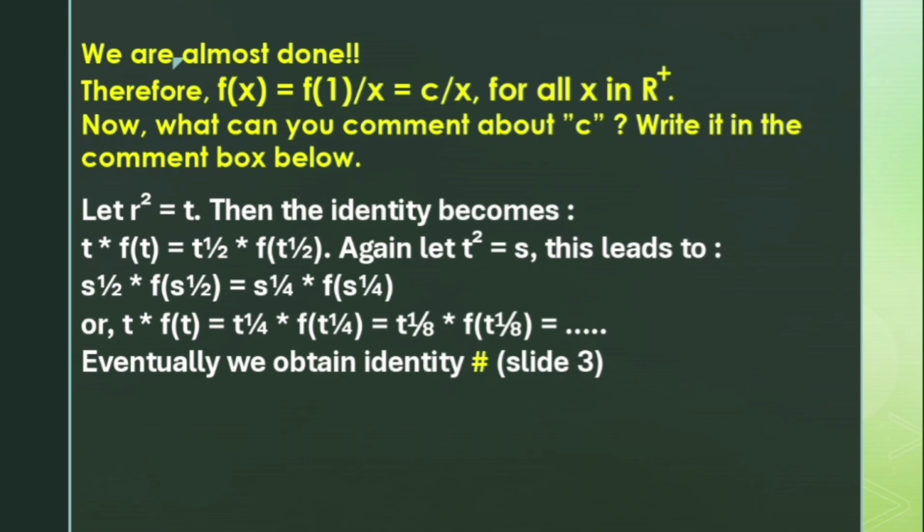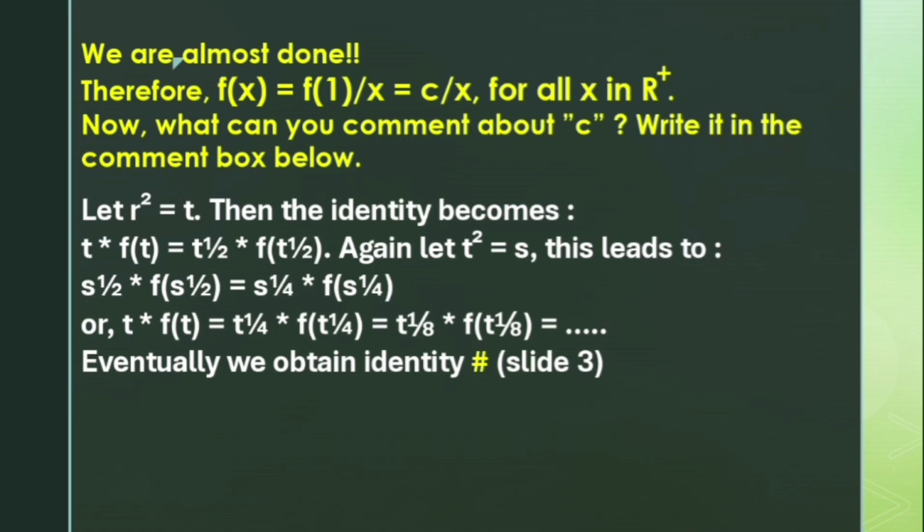This will go on. So eventually we obtain that t times f(t) equals t to the power 2 to the power minus n times f(t to the power 2 to the power minus n) for all t greater than 0 and all n belonging to non-negative integers. And that's what tempts us, that's what forces us to take the limit.